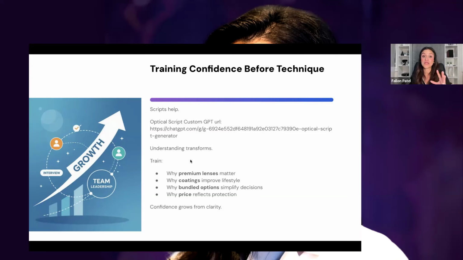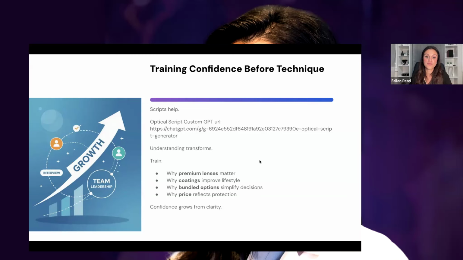We talked about bundling your upsells and your premium packages in prior webinars, so you can always visit those again as well. And why price reflects protection. Confidence grows from clarity. So you really have to sit down with your team step by step and go through the why, and why this is really important, because then you're getting to the belief and the adoption.